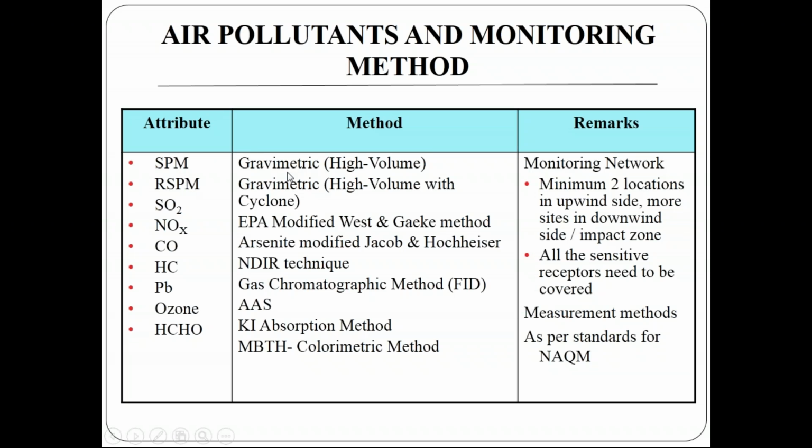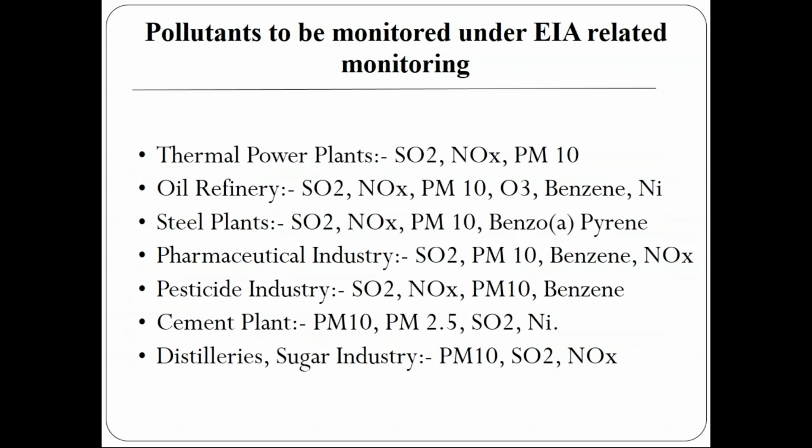So, SPM is by the gravimetric method. RSPM, of course, is also high volume with cyclones. SOx and NOx use the EPM method. CO is the arsenide method, and SC is the NDIR technique. For lead, you can use some gas chromatographic method, and ozone and some other metals. Lead or any other metals can be monitored by WS and also network. You have to select as per your requirement. Like in case of EIA, 8 samples are required. Otherwise, in case of research purpose, it can be defined by the population.